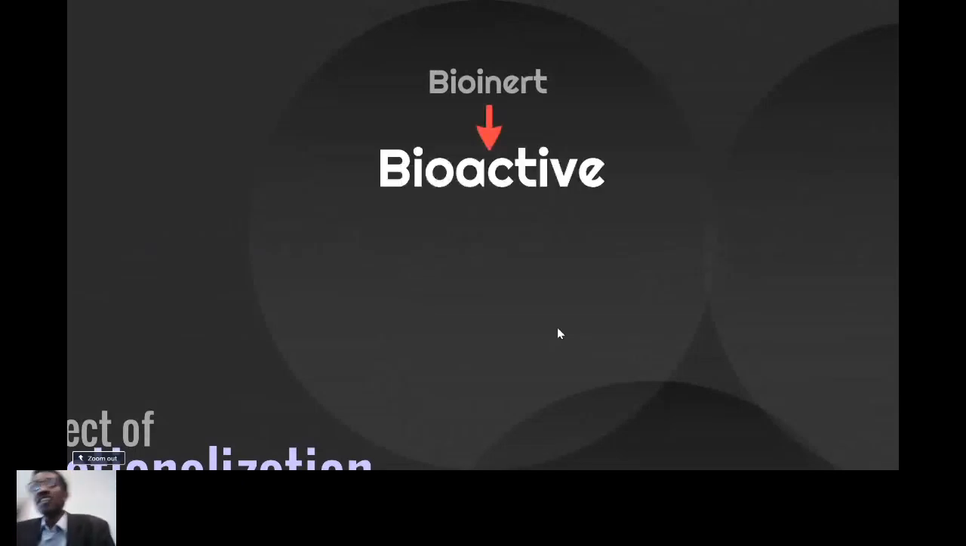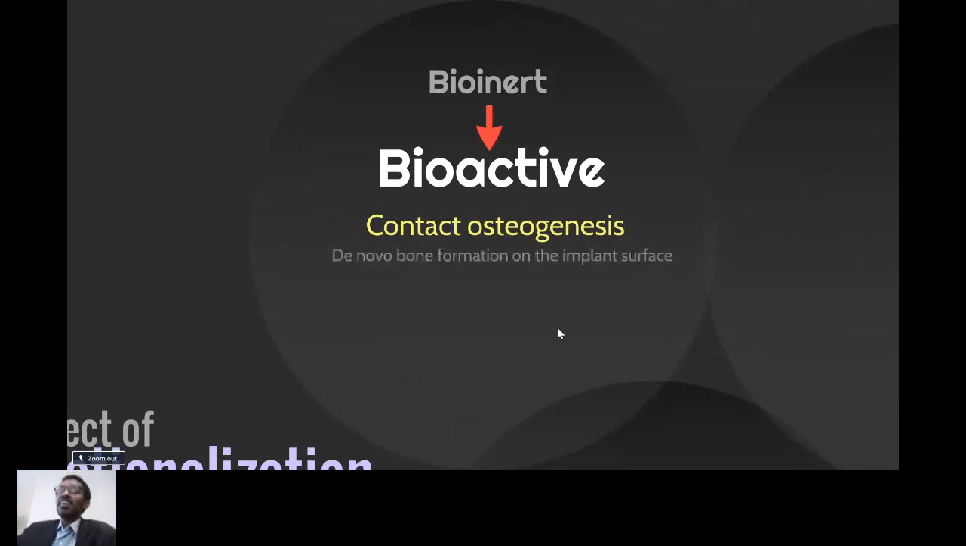First of all, your implant goes from a bio-inert surface to a bioactive one, because it is not just doing nothing, no good and no bad. Actually, it now has contact osteogenesis, and it has a direct or indirect effect on cellular proliferation. So what is contact osteogenesis? It is the de novo bone formation on the implant surface. So instead of bone forming only from the bone surface toward the implant surface, now I have bone coming from both sides.